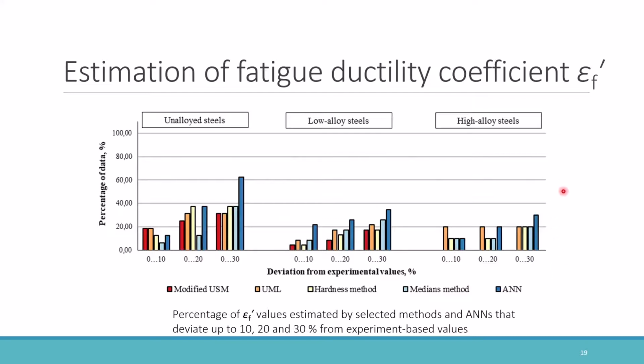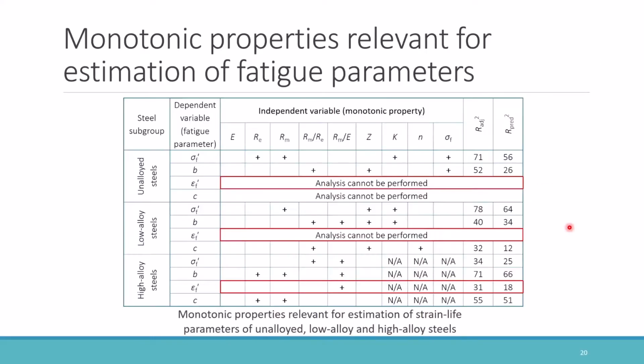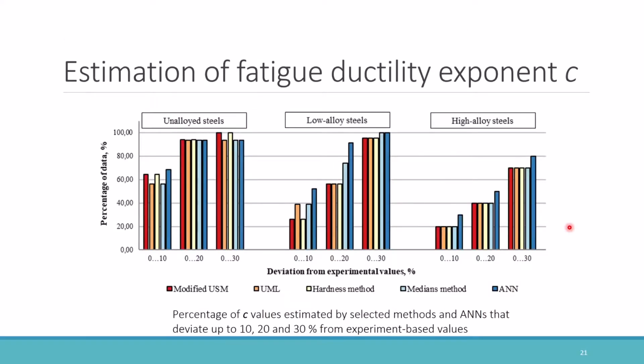This is because no statistically significant monotonic properties were determined for unalloyed and low alloy steels. High alloy steels are a special kind of problem because they usually contain materials that are very diverse in behavior, in parameters and everything. For the fatigue ductility exponent c, neural networks are slightly better or equally good as conventional methods, up to 15%, I think, is the performance better for low alloy steels in these up to 10, up to 20% deviation than empirical methods.